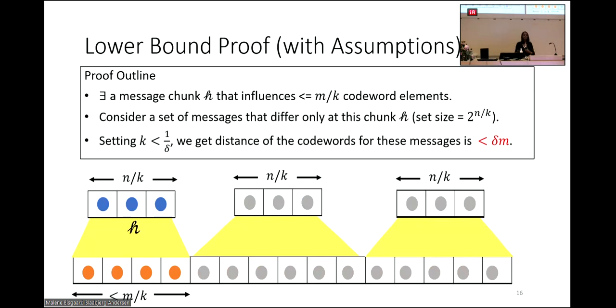And lastly, we set the number of chunks k to be 1 by delta in terms of the constant relative distance. And if you see, you get m by k is essentially delta m. So since all the messages in the set affect the corresponding less than m by k portion of the code words, your distance is less than m by k, which is less than m delta. And the minimum distance of our coding scheme is m delta. So essentially, you're able to identify a set of messages that violate the distance property of the codes.